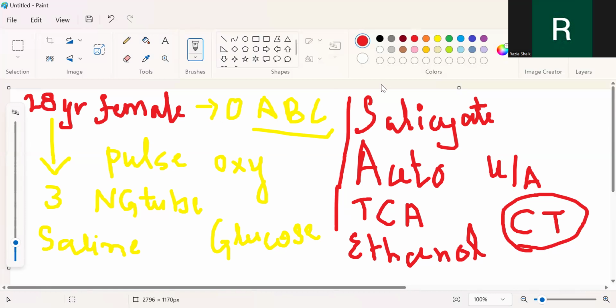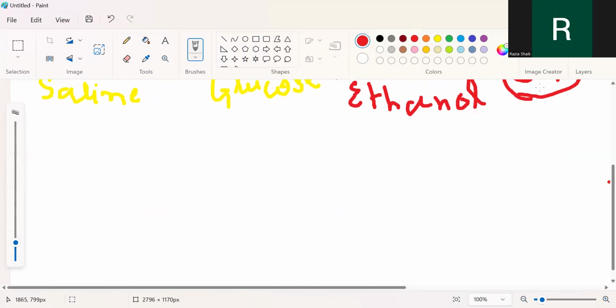Now, in terms of treatment, what we can do is... Let's get to the treatment part.